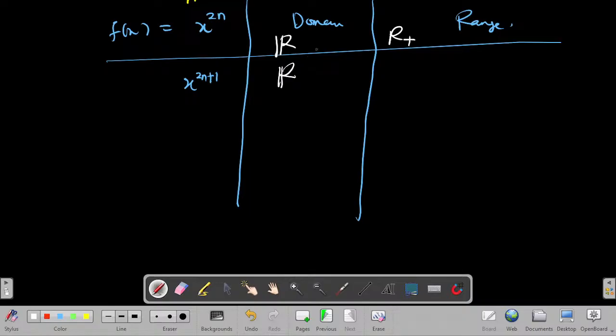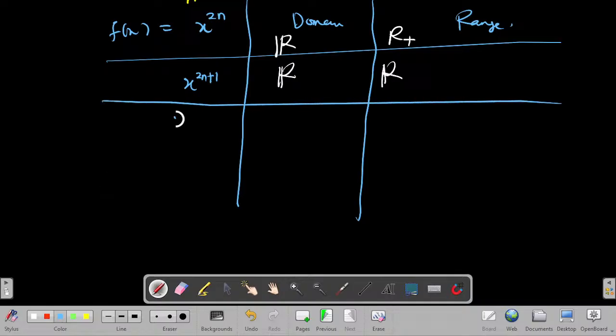And what would the range be? You can see the plus 1 here can make us get an odd power. This here is odd, right? Since it is odd, we can end up getting negative output. Therefore, it is a set of all real numbers, not positive or non-negative. Okay. Let's go to the third function.